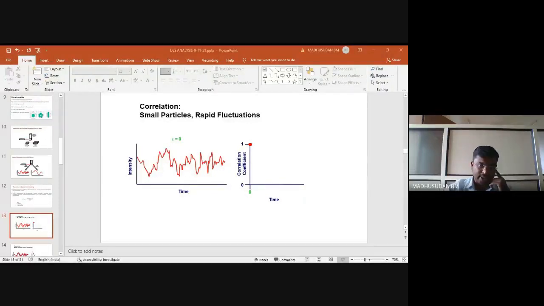As we have discussed, the plot between the correlation coefficient and the time, that curve will be much steeper for the smaller size particle, due to the higher movement of the particle, a higher fluctuation intensity due to the movement of particles within that sample. Okay, for the one complete cycle, the curve will look like this.